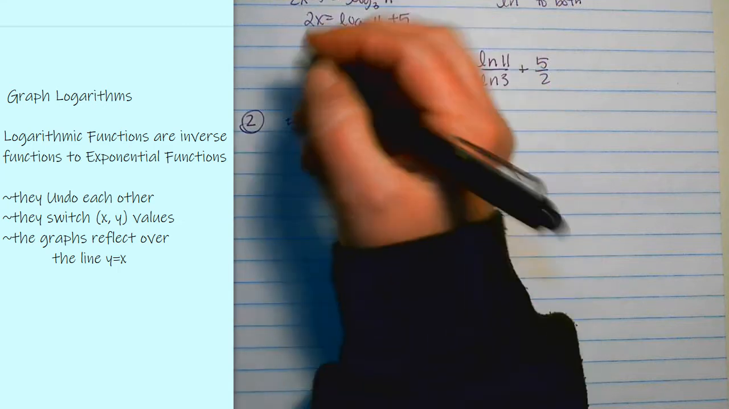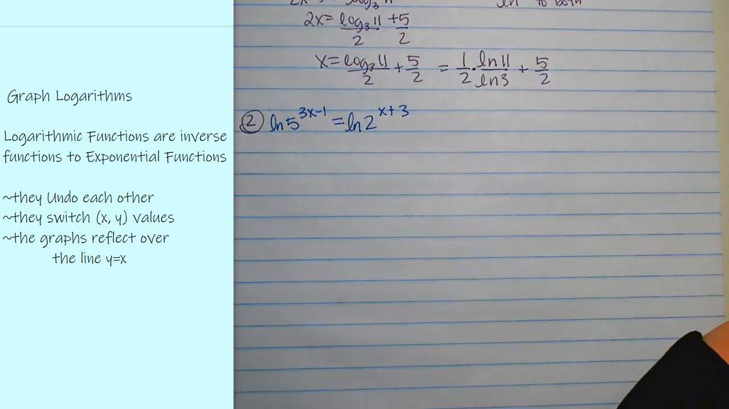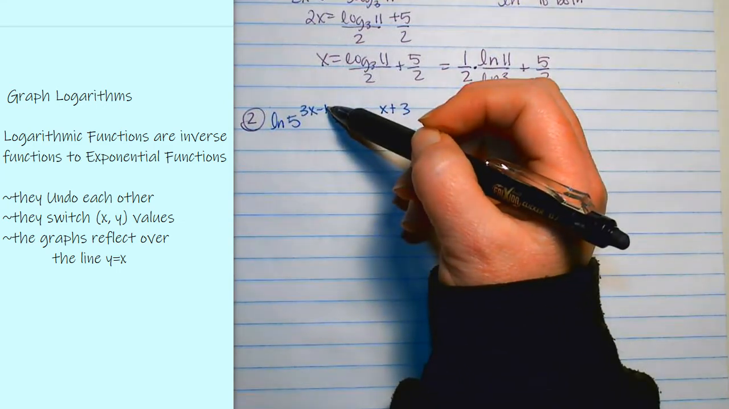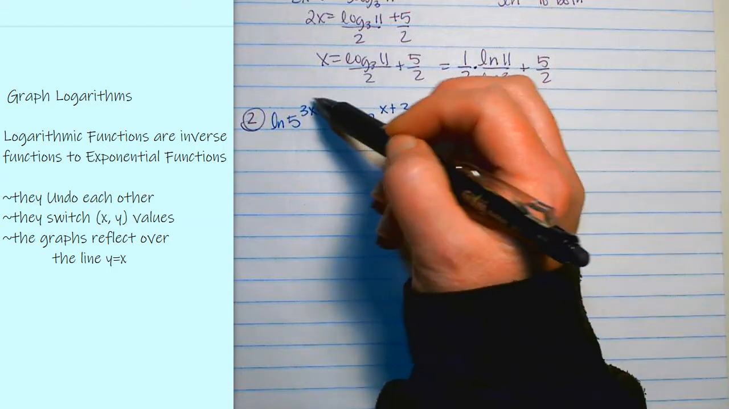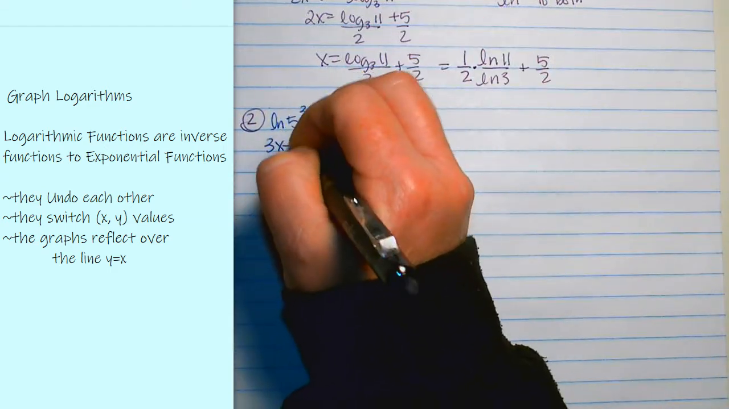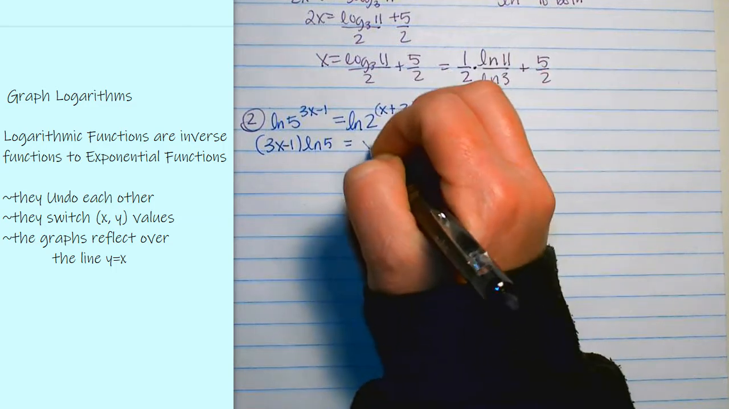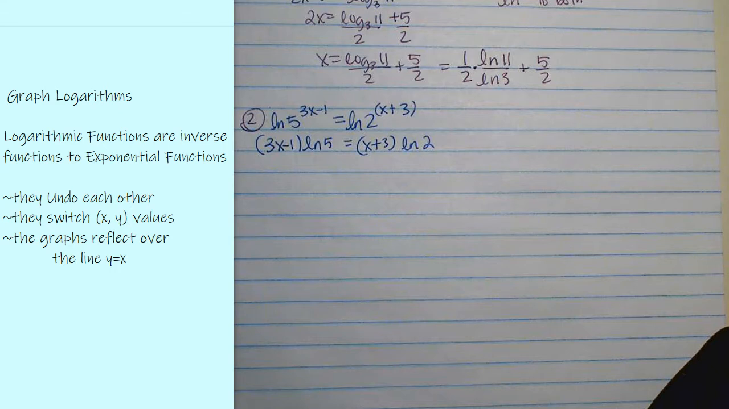So if I take the natural log of this side and the natural log of this side, I now have a way to rewrite this exponent not as an exponent. Logarithm rules say that I can take the exponent and write it in the front. 3x minus 1 times the natural log of 5 equals, same thing here, x plus 3 times the natural log of 2.